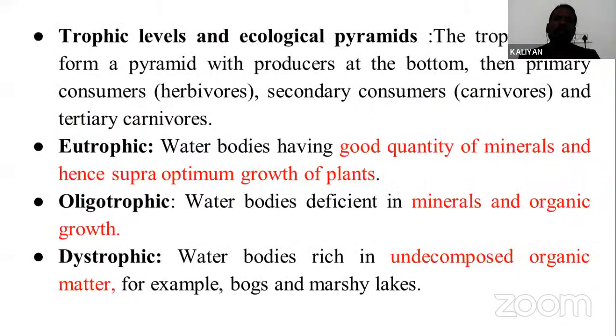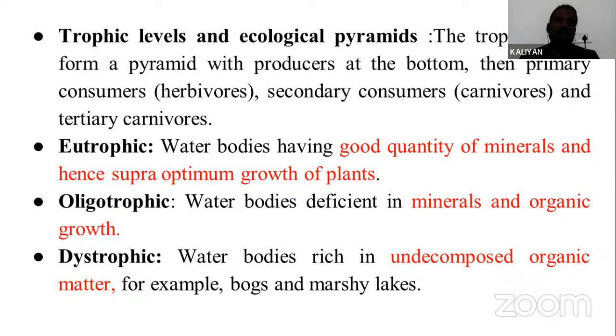So on trophic level and ecological pyramid, what I said before, the trophic level forms a pyramid with the producer at the bottom, then primary, then secondary consumers, and the tertiary consumer. It is a triangle shape, the pyramid, like in the bottom level producer, and second is the primary consumer, and secondary consumer, and tertiary carnivores, and the final stage is the decomposers.